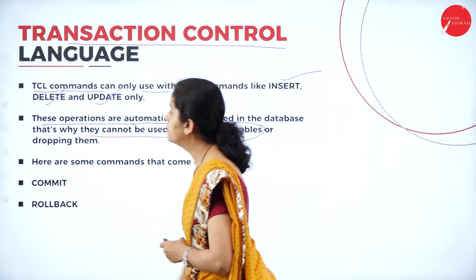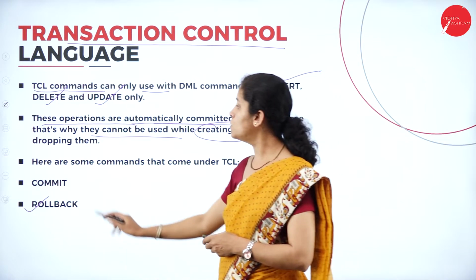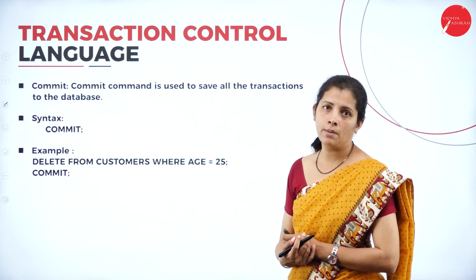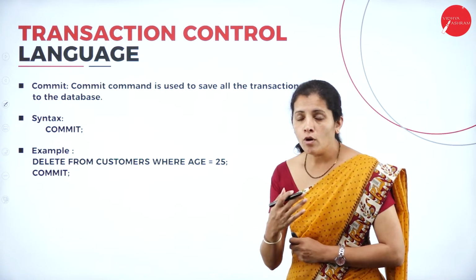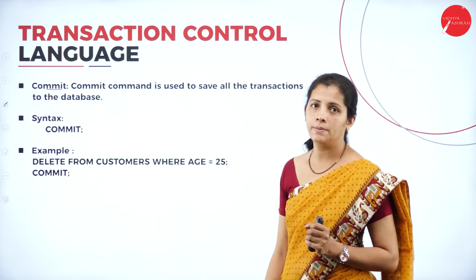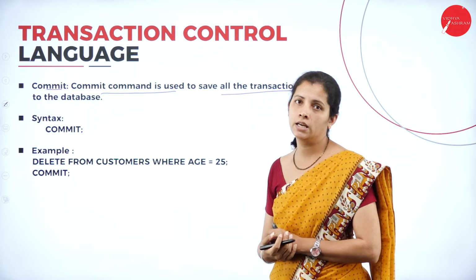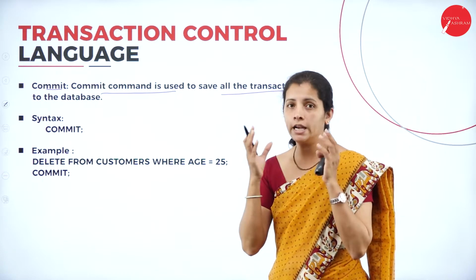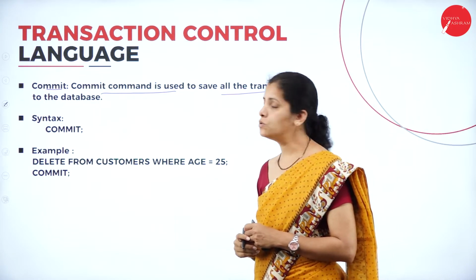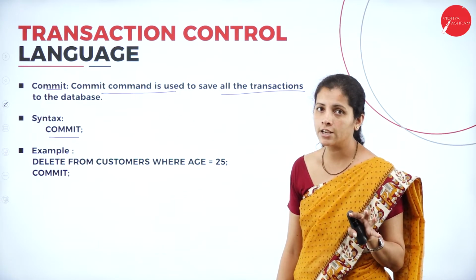And I'm going to have the commit command and the rollback command. So these are the two commands that come under TCL. Let's see what the commit command is. Suppose I want to save the transaction, then I can go with the commit command. So the commit command is used to save all the transactions to the database. Whatever transaction I did, I want to save that. For that, I'm going to use the commit command. So I'm going to write commit and semicolon. That means I'm going to save the transaction in the database.